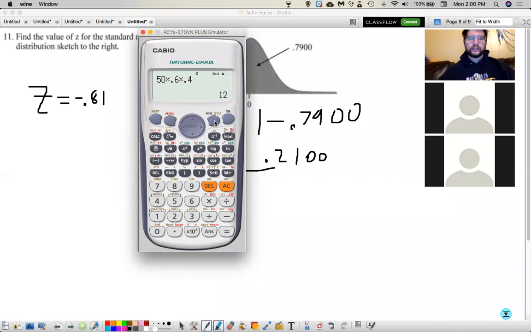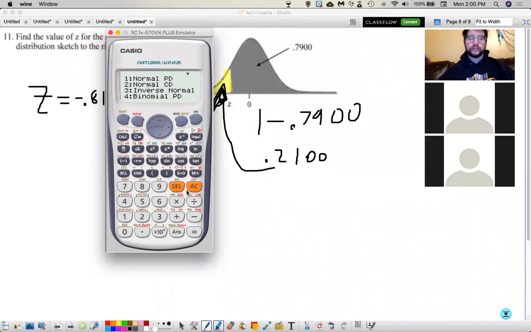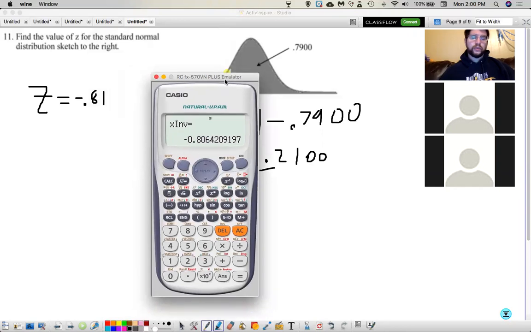So in the calculators, I'll start with the Casio. For some reason, I just pulled it up first. Doesn't matter. We have the area, so we need to do an inverse normal. It's always about the area to the left, so 0.21. And we get negative 0.806, et cetera. If we round it to 2 decimal places, it's negative 0.81, same thing. Notice I did not change my standard deviation, which is 1, and my mean, which is 0. That's the standard normal distribution.